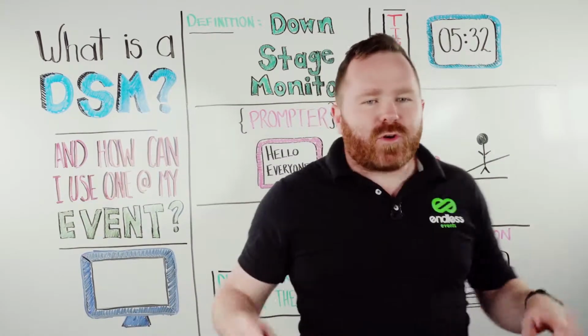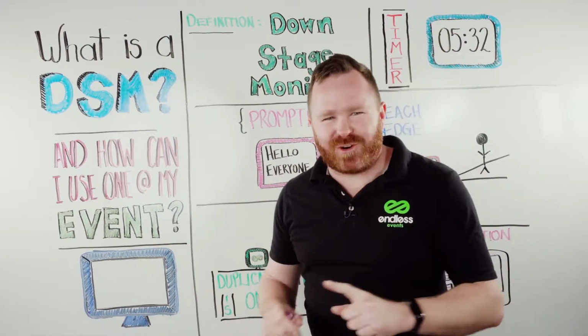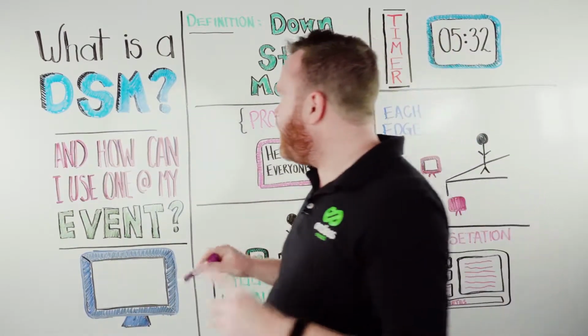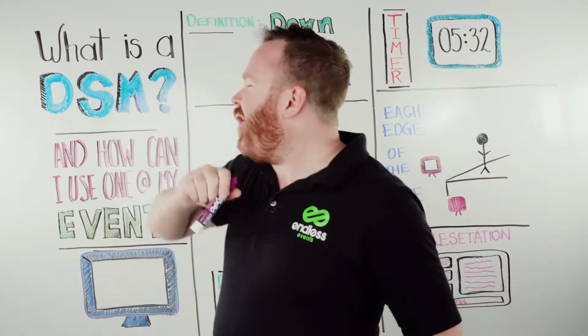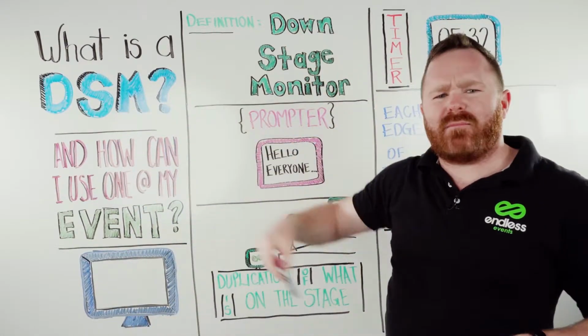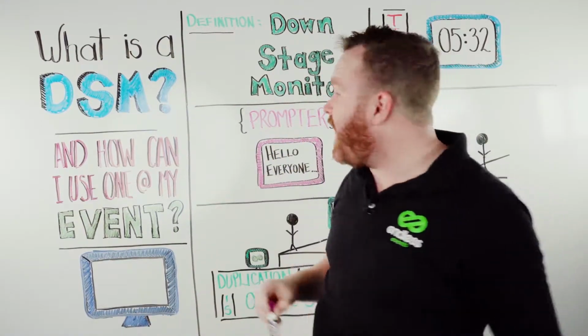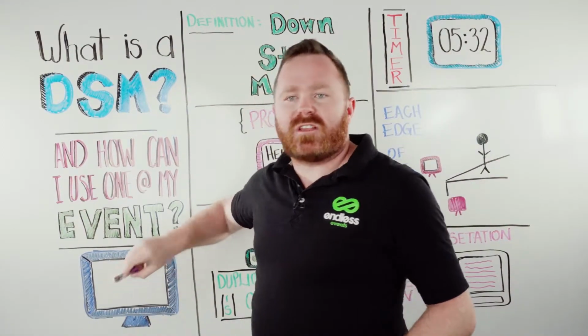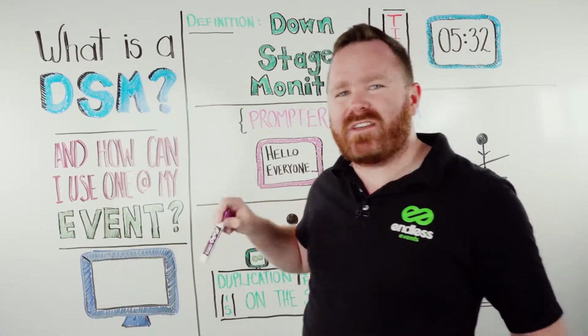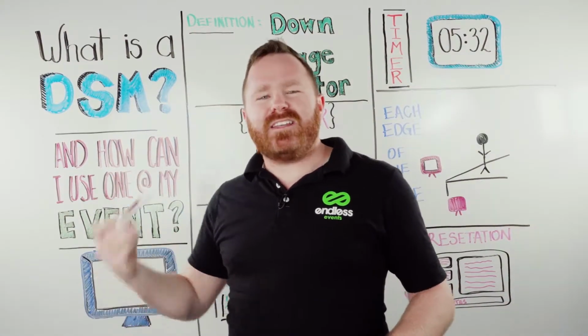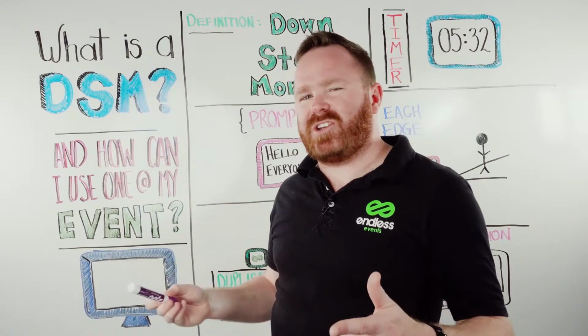All right, you have learned so much about DSMs in such a short period of time. I hope this was really, really helpful. The big things to keep in mind is always make sure that you get a DSM. Spend the extra $100 to rent the TV. Go out and buy a TV if you have to. This is going to make your presenter's life so much easier, and it's going to allow them to give such a simple and easy way to give a much better presentation.